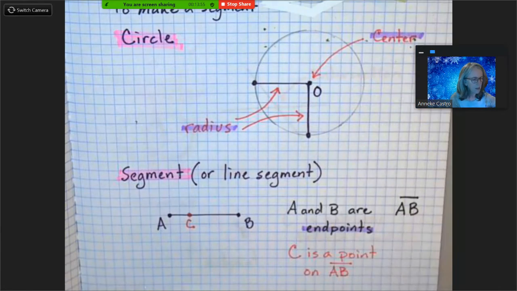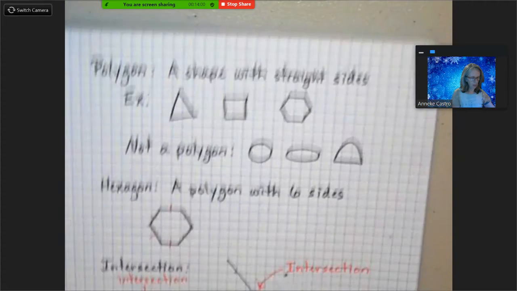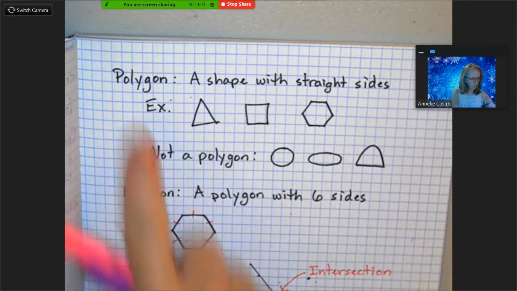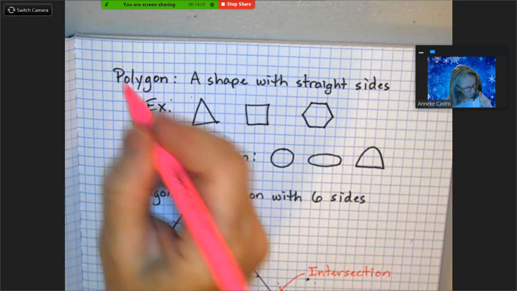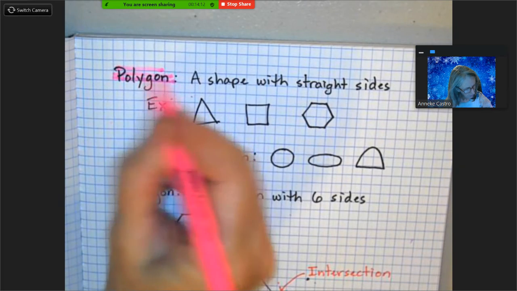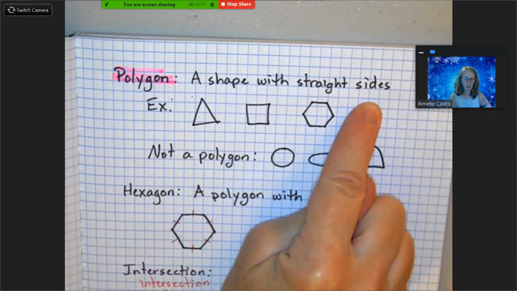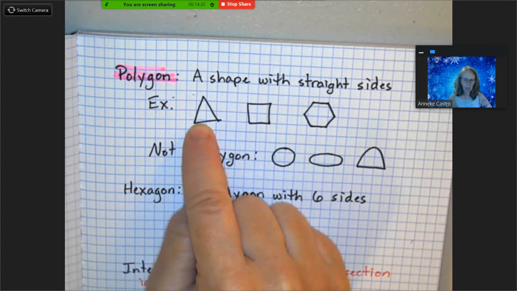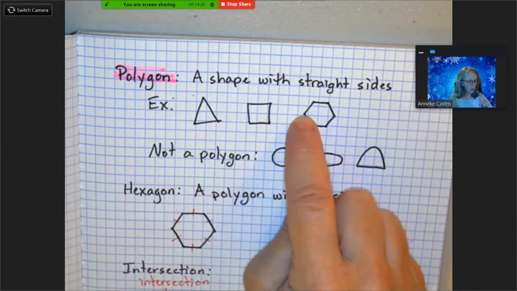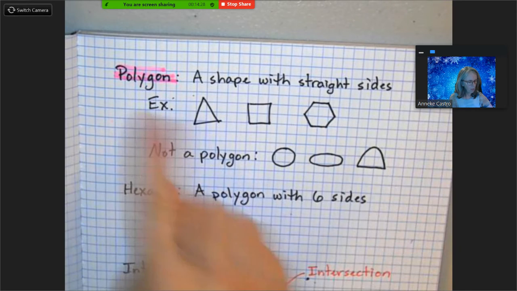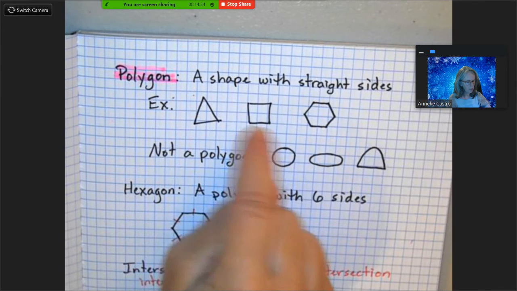Here are some other words that came up in today's activity in Desmos. Polygon. A polygon is a shape with straight sides. So a triangle is a polygon, a square is a polygon, a hexagon is a polygon. A polygon is any shape made from straight sides. All the sides are straight.